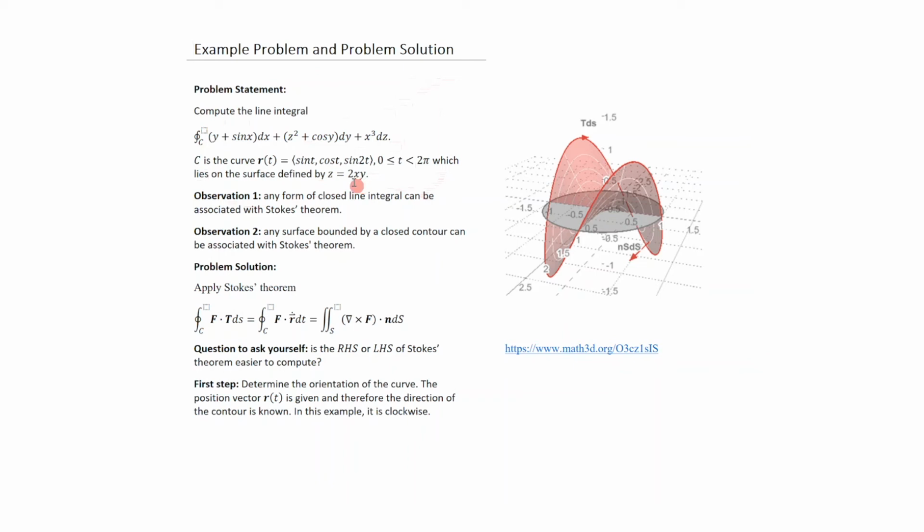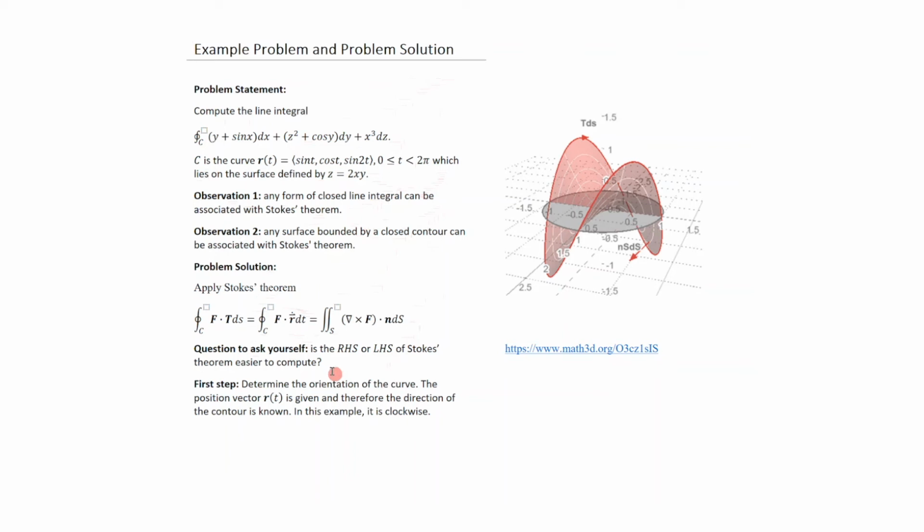If we just look at these expressions, the first observation is that any form of closed line integral can be associated with Stokes theorem. So we know we're going to use Stokes theorem. Observation 2: any surface bounded by a closed contour can be associated with Stokes theorem. So the fact that we have a surface that's bounded by a contour means we can invoke Stokes theorem. And again, this is what it looks like. This is the general form, but this is what we use for calculation purposes: the left-hand side and the right-hand side.